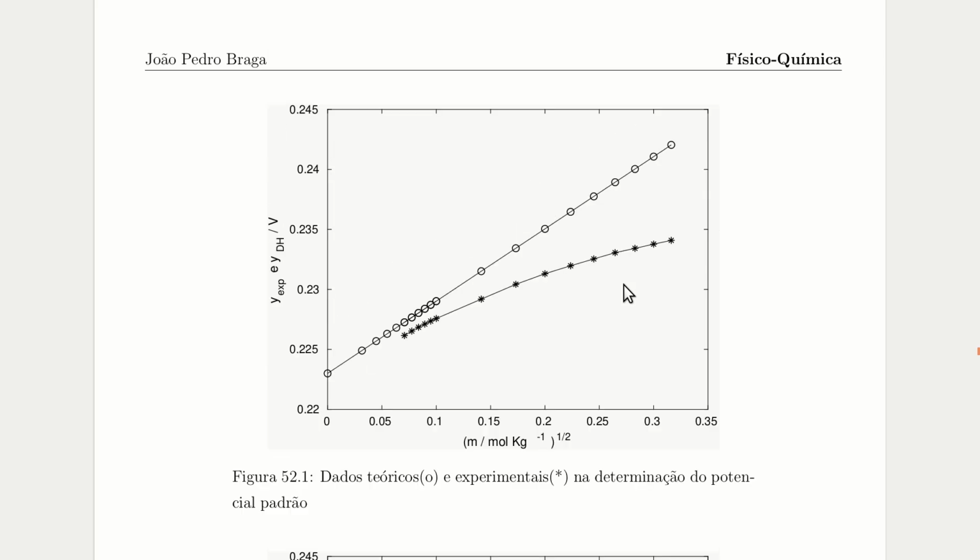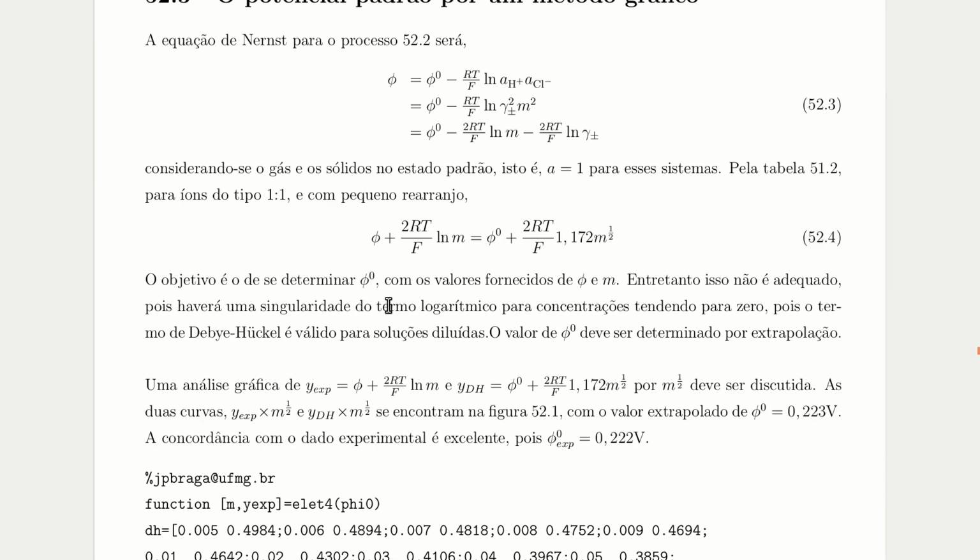That's the result for 0.223. And you can see from here that by choosing that, I'm also calculating it, because this point is the point that will fit better the experimental result. That is the graphical method. And now I'm going to show you how to run it in a code.